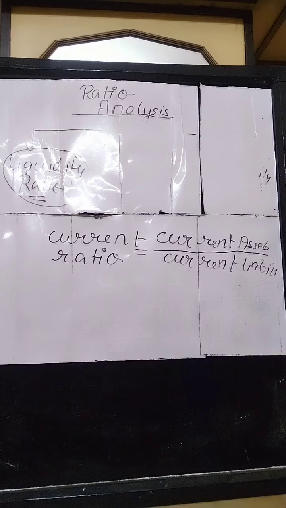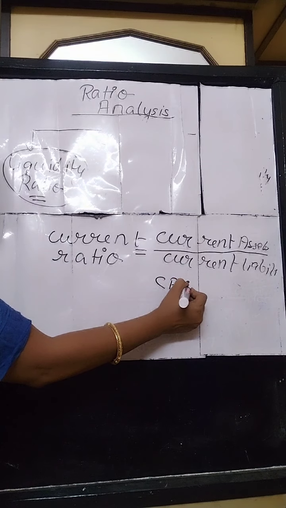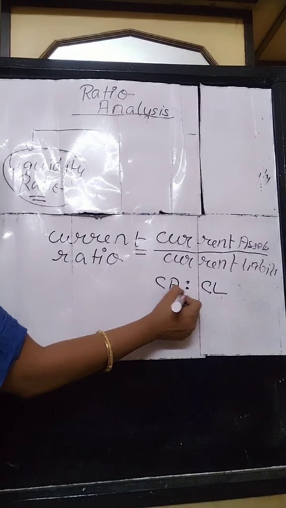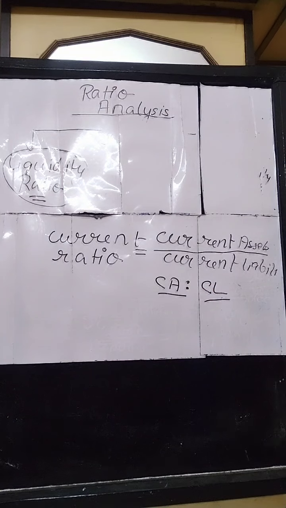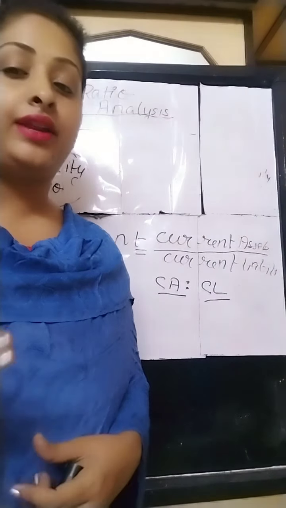What expression does it show? Current ratio is nothing but the ratio of CA to CL. That is, current assets to current liabilities. Why is it like that? It is to measure that a firm is having enough current assets to clear up its current liabilities.